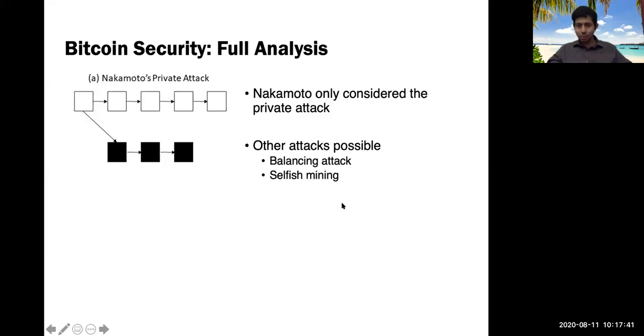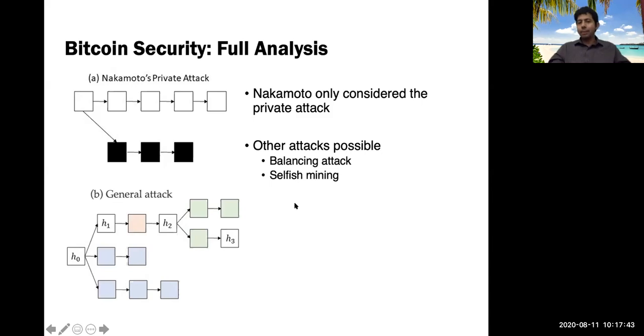But there are other attacks possible, right? For example, you could balance. The adversary, instead of trying to create a private chain which catches up with the public chain, can try to balance between two public chains. Maybe this is the longest chain for some time, then that one is the longest chain for some time, and it keeps switching between the two. This is called a balancing attack. It could do selfish mining, could do many other things, right? And I'll explain the full space of adversaries that we're considering.